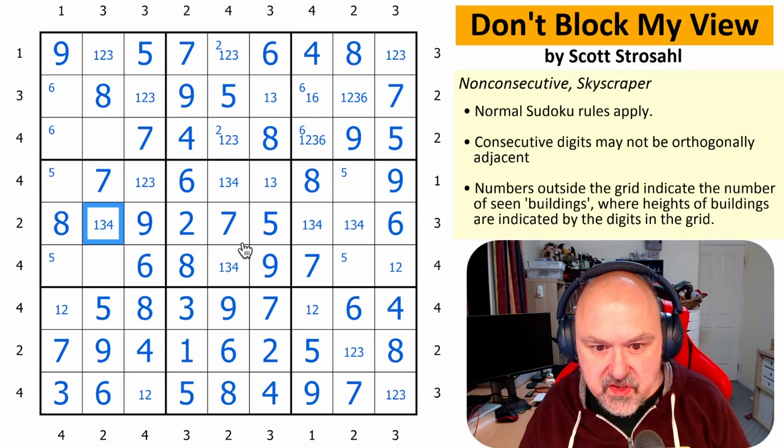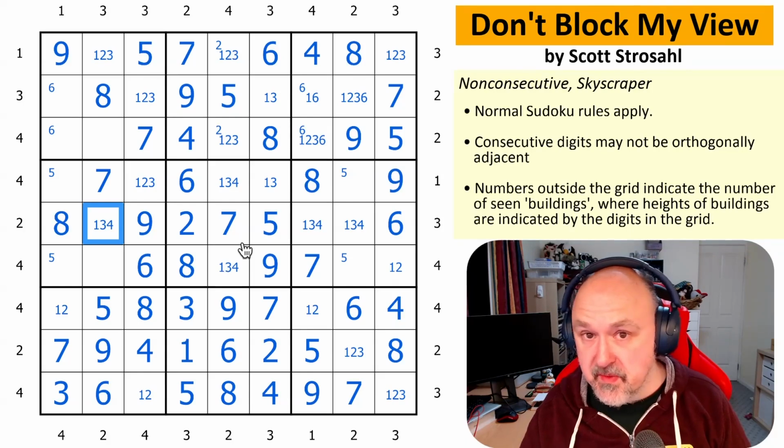Absolutely gorgeous. When Scott Strosahl sends you a puzzle, or makes one available to you, have a look.